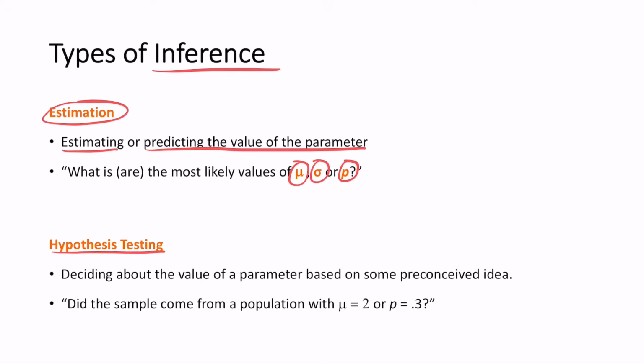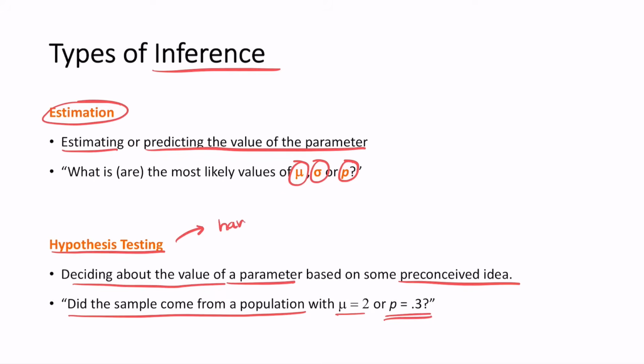In hypothesis testing, we decide the value of the parameter based on some preconceived idea, for example from another test group or another study, and we try to see if that works with this particular sample or not. So did the sample come from a population with mu equal to 2 or p equal to 0.3? This is hypothesis testing. We already have a preconceived idea.